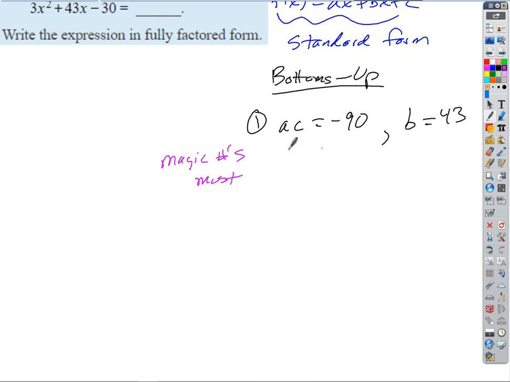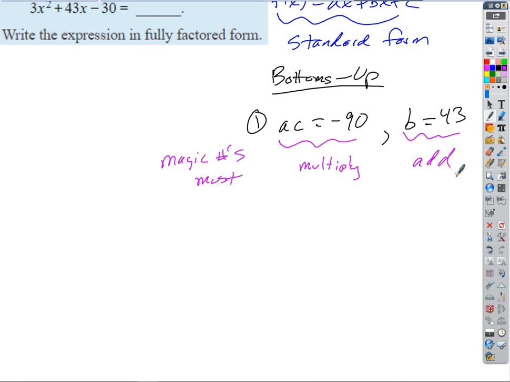The magic numbers must multiply to that and add to that. So we just have to find those numbers. We're going to multiply to a negative and add to a positive. What does that tell you about the numbers?